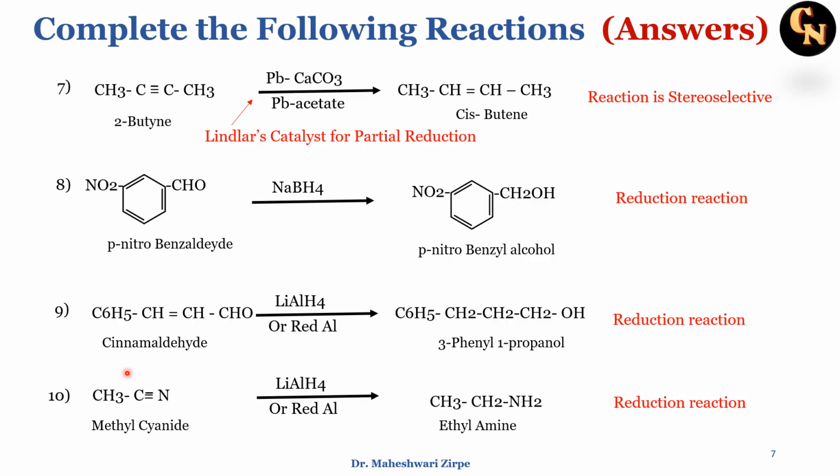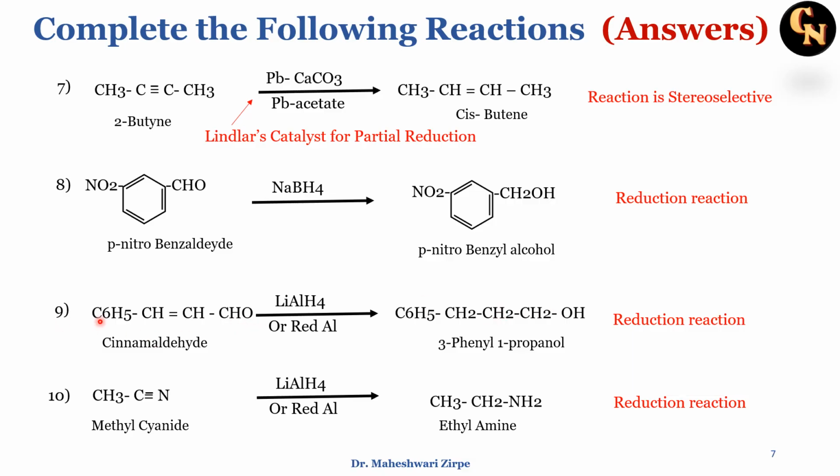Now the next question is cinnamaldehyde, where you will find there is a double bond as well as an aldehyde, but on the arrow, if you see, it is lithium aluminum hydride. So when you see lithium aluminum hydride, immediately it should strike you that it is a strong reducing agent. So it is going to reduce both the pi bond as well as the aldehyde group.